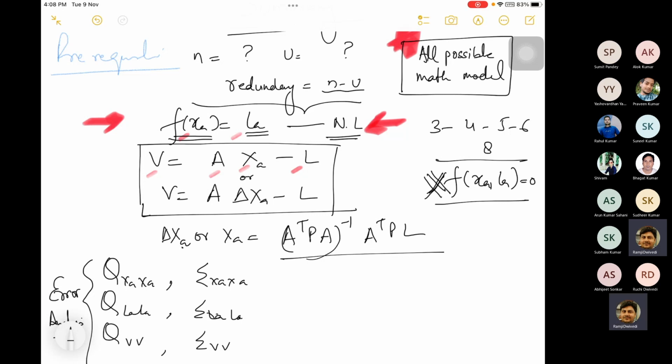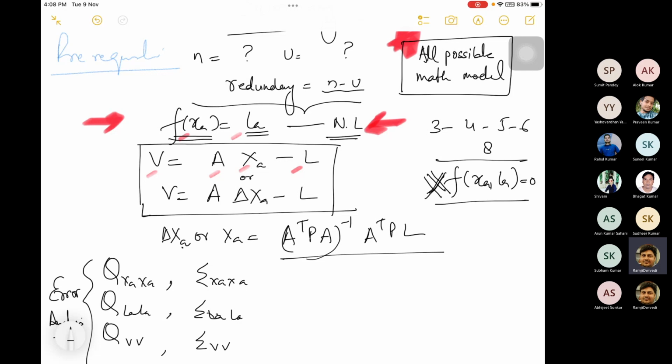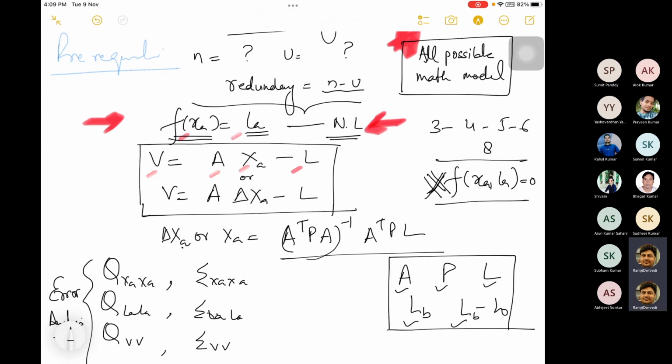Still, if anyone can ask a question, I'm open to give the solution. Otherwise, I'm taking the problem because the more problems you solve, the more confidence that gives you than anything else. Because everything here is all about how you form A, how you write P, how you write L, how you write LB, how you write LB minus L naught. Everything is about these individual matrices. If they are properly prepared, the rest is a cakewalk.